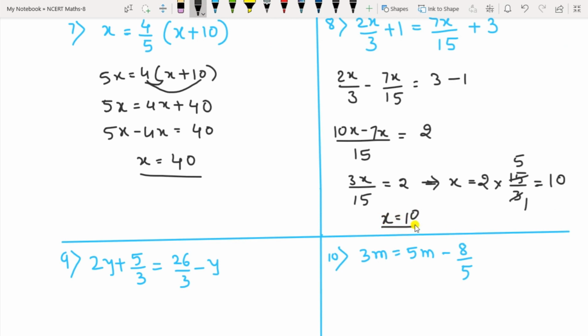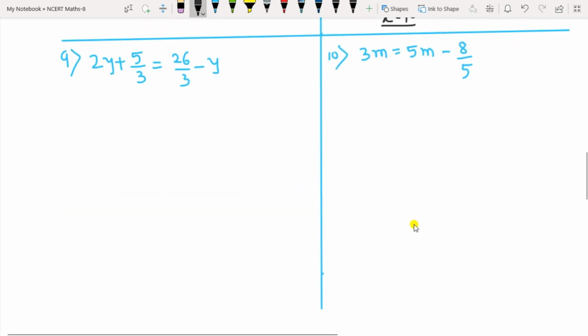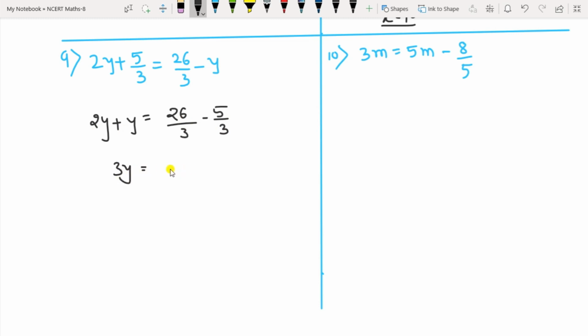Next question is y and this y. So it becomes 2y plus y equal to 26 by 3 minus 5 by 3. Since the denominator is same, no need to take the LCM. And this one, 2 plus 1 is 3y. LCM is 3 only here. So 26 minus 5, that gives 21 by 3.